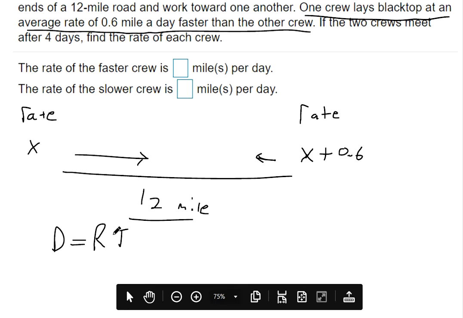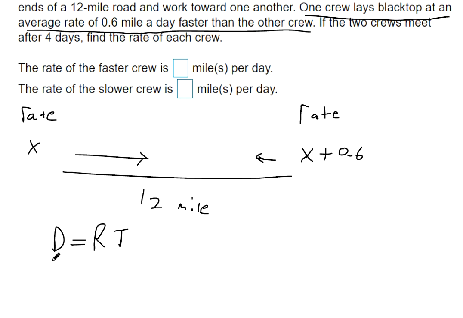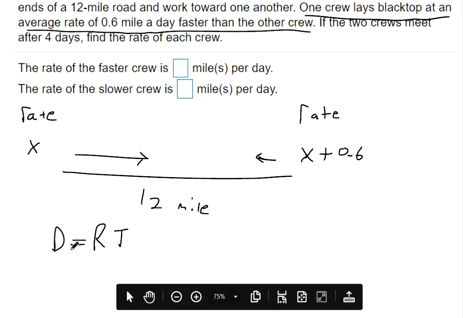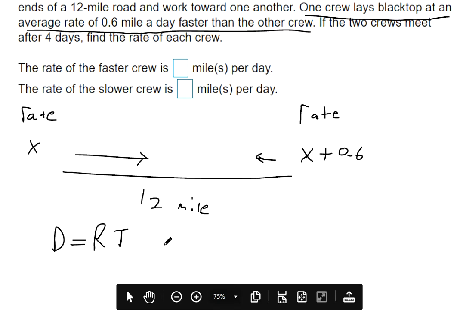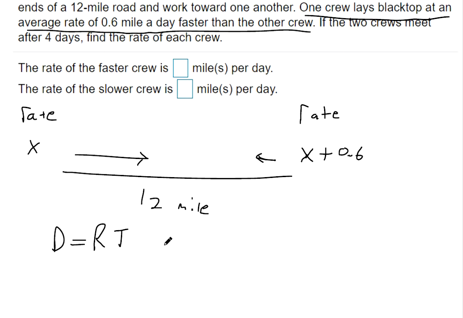So the total distance we have here, let me see. I think a better way to do this would be to try to make it one equation. Later on in the course, we're going to do systems of equations, but we haven't done that yet. Two crews meet after 4 days. We know time is 4.